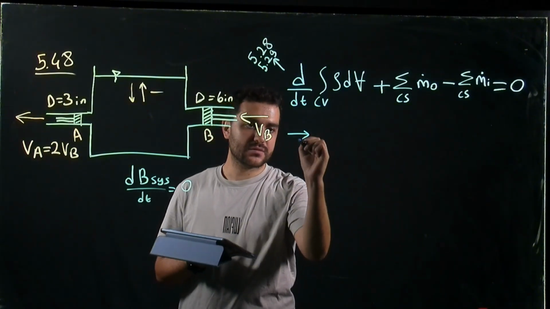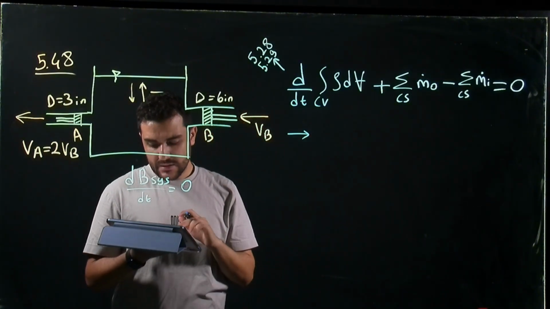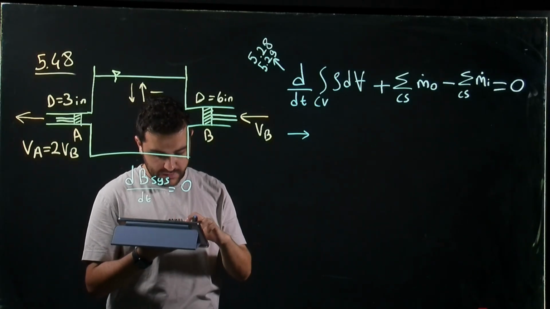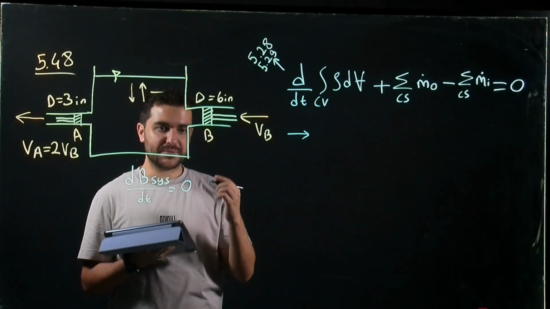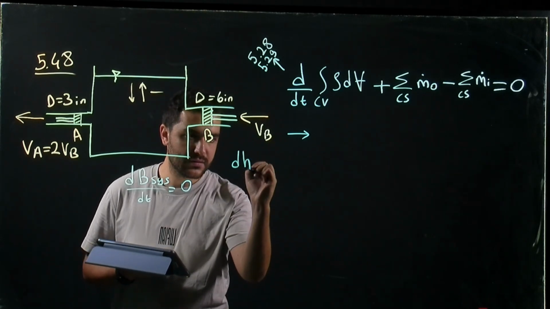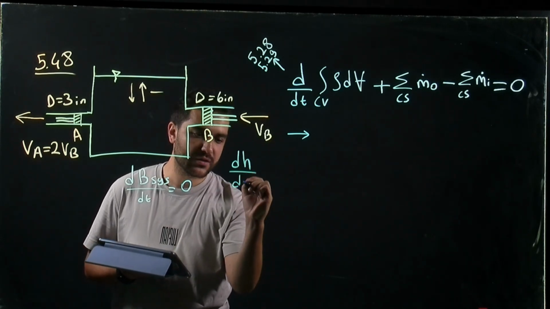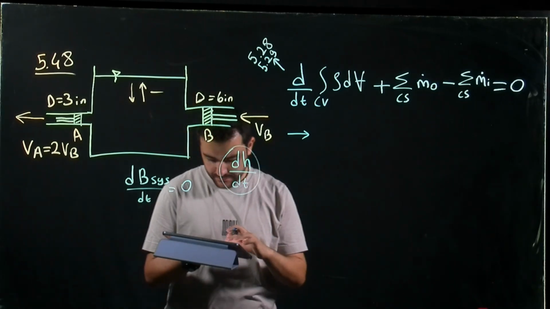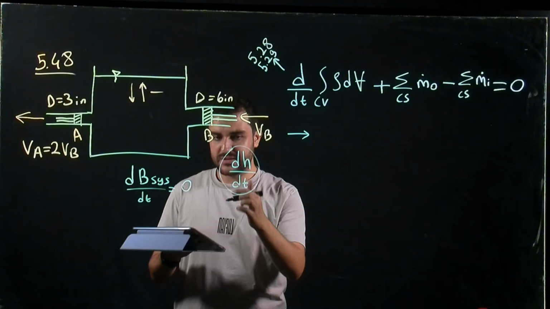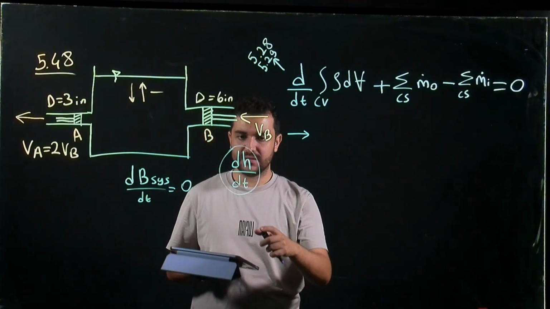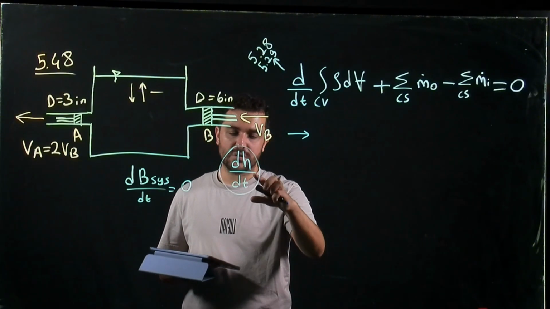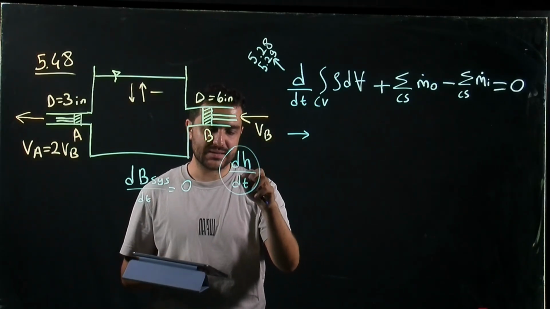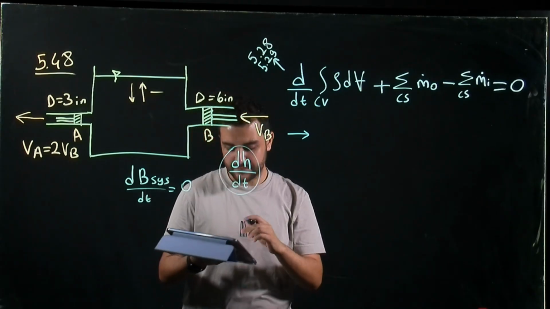So let's continue with the question. Here we need to find the water level in the tank, so that means at some point we need to calculate something for dH over dt. So this is actually the rate of change of water height over time. So the main focus for the solution will be finding this term.